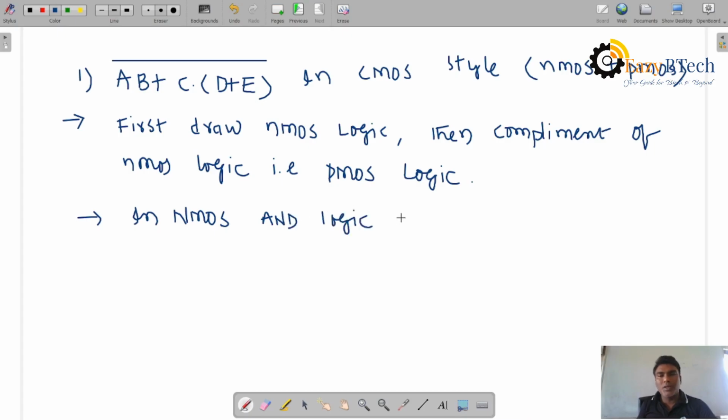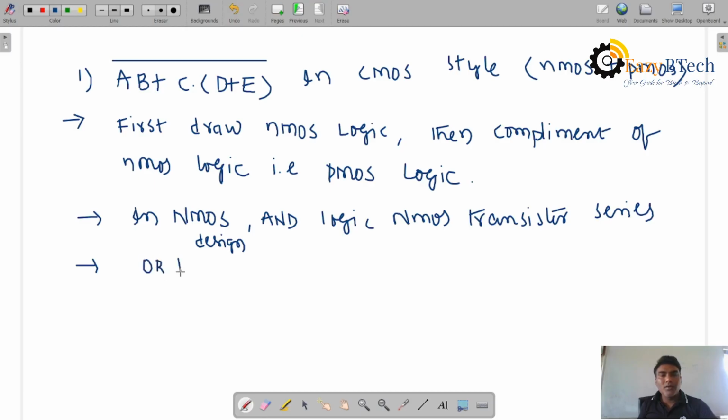NMOS transistors are in series. In NMOS design, AND logic NMOS transistors are series. OR logic NMOS transistors are parallel.